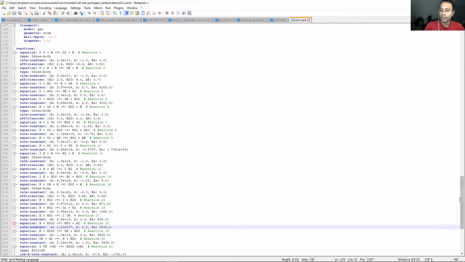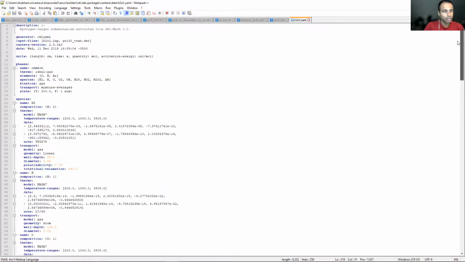If we go through this file, as you've seen before as well, the initial part of all input data files comprises the species information. So you have the name of the species, the elements that they are comprised of, and the thermodynamic coefficients, the transport parameters, and so on.